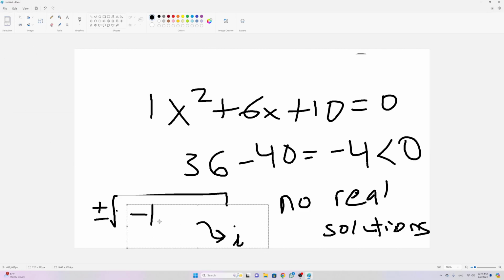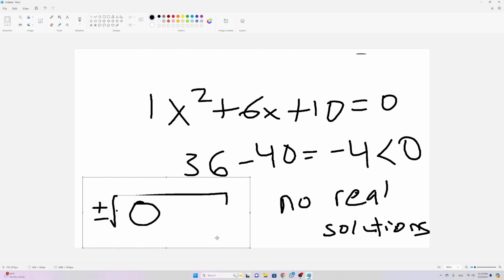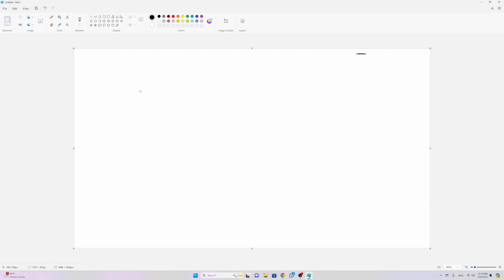When this is equal to 0, then for our solution set, we'll have either plus or minus 0. And since plus 0 and minus 0 is the same operation, we just don't change anything. That's why we only have one solution. So that's kind of it.